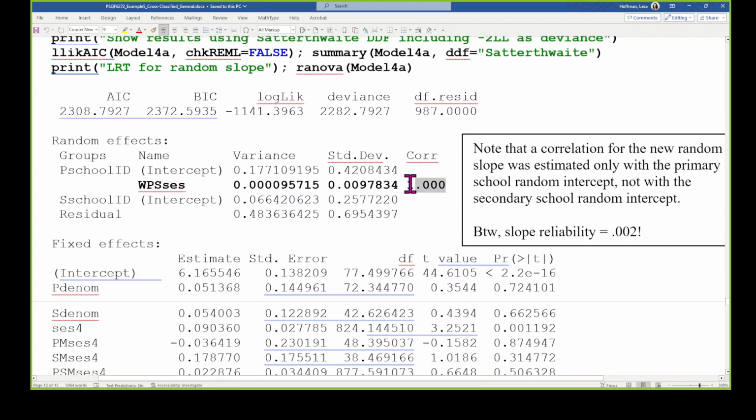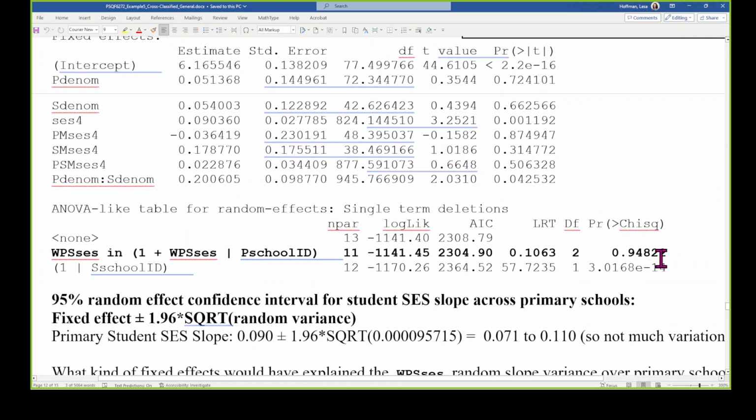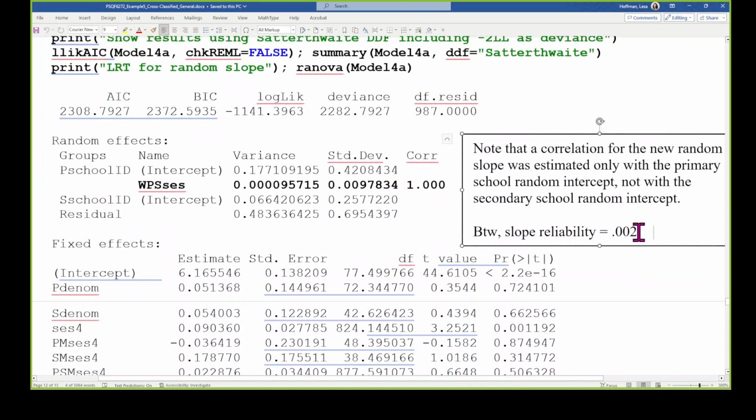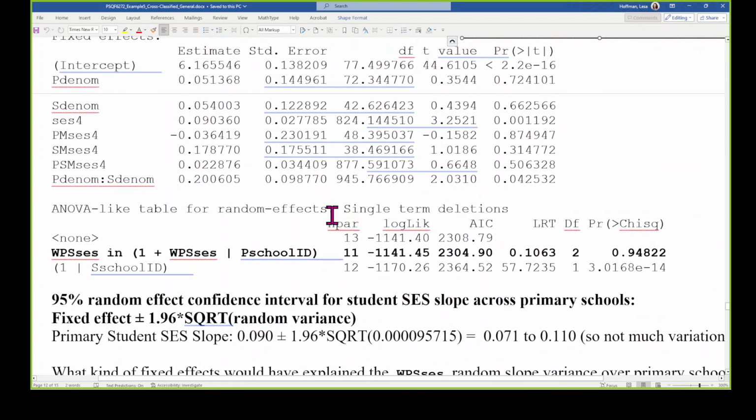So correlation between random effects of one means that your model is over-parameterized, has too much stuff in it. You don't need both. A variance that is basically zero means there's no differences here to be found. Either way, that indicates that you probably shouldn't keep this solution. Likelihood ratio test being non-significant definitely adds to that conclusion. And I computed a slope reliability of 0.002 for that. So yeah, not so good.